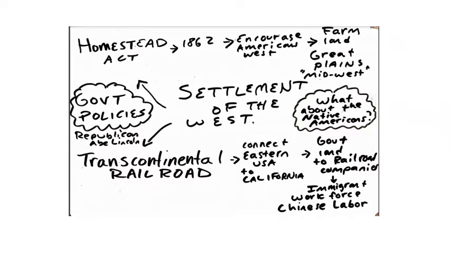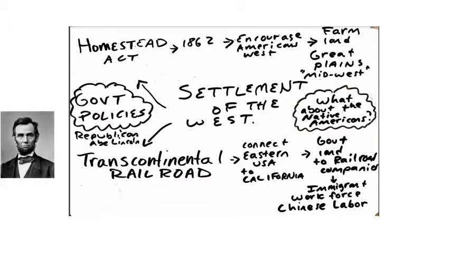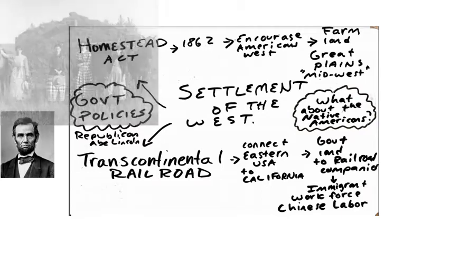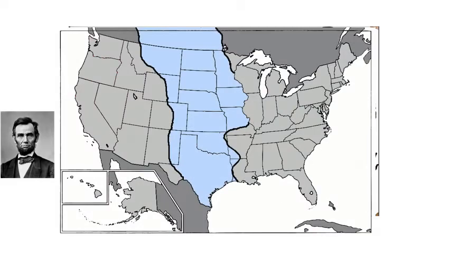There are two primary vocabulary terms that you need to know for the settlement of the West. Both of these terms occurred during and after the American Civil War, and they're government policies passed by the Republican Party under Abraham Lincoln. The first policy is the Homestead Act. The Homestead Act encouraged Americans to settle the Western territories. The Western territories of the United States are in the central part of the country.